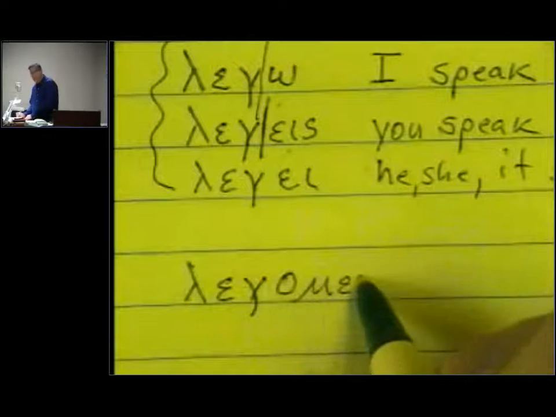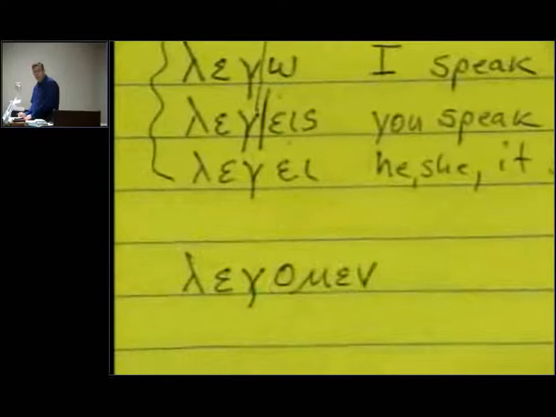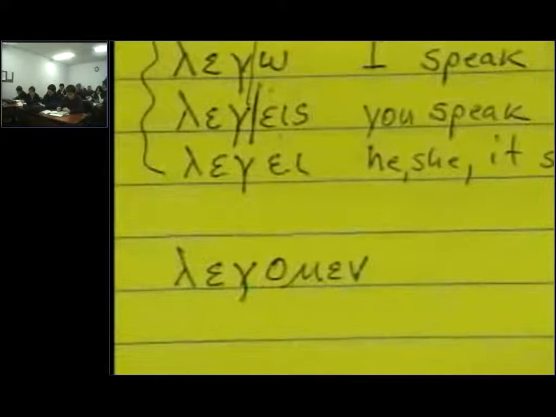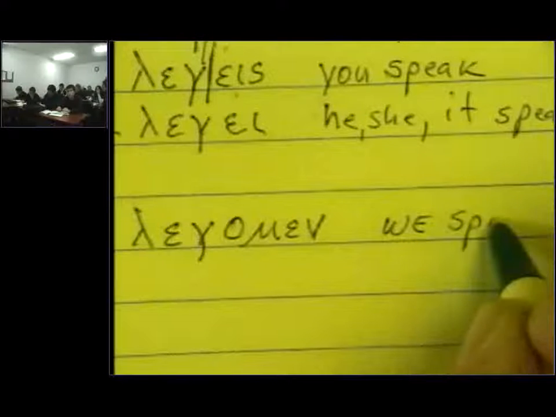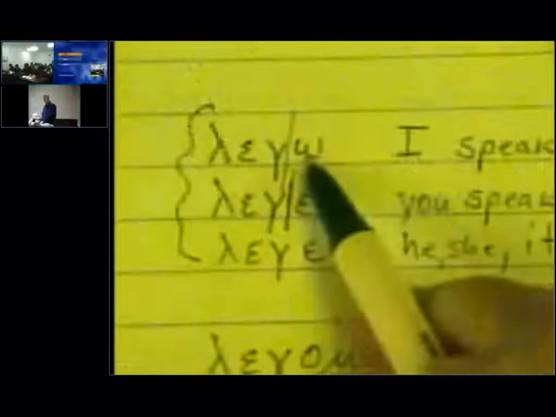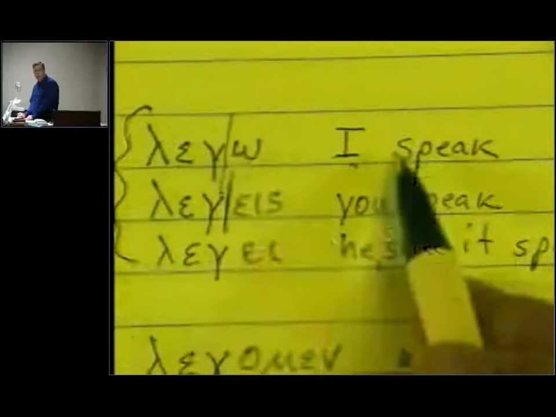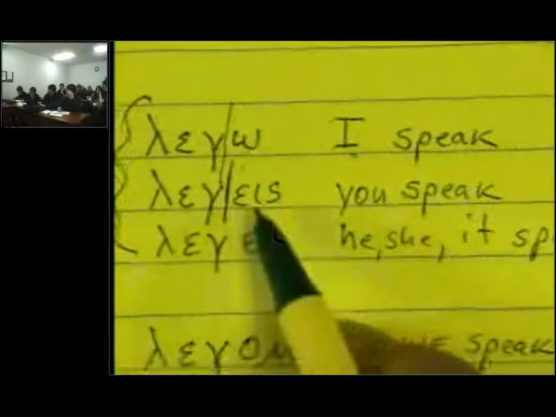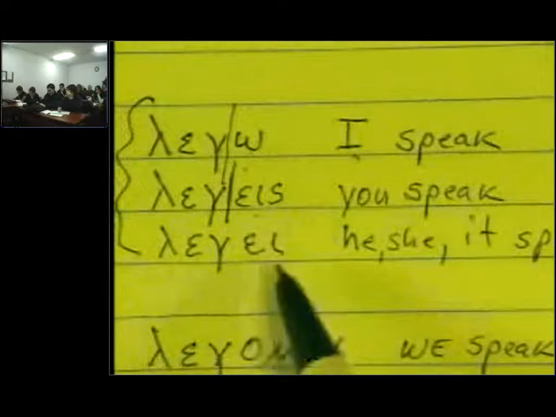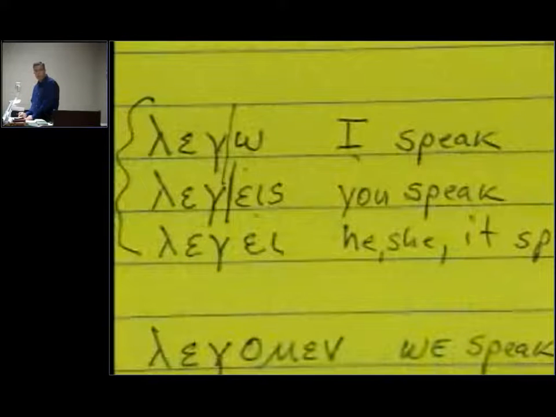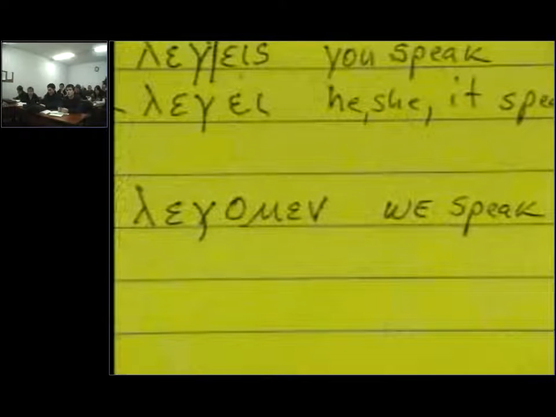Legomen. The accent's on the first syllable. Okay, this means we speak. So we have lego, I speak. Everybody, lego, I speak. Leges, you speak. Lege, he speaks. Legomen, we speak.